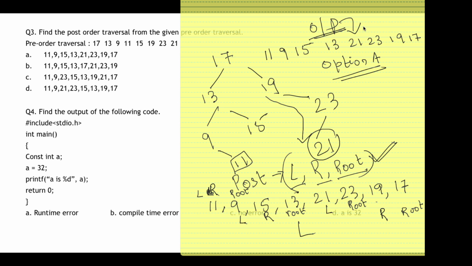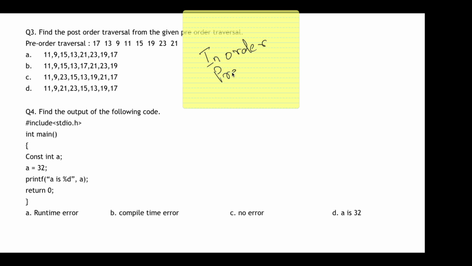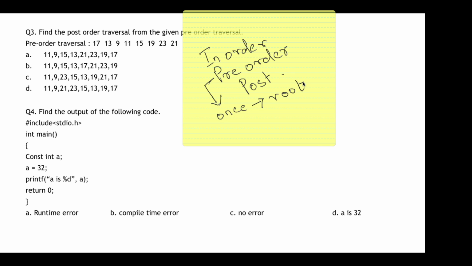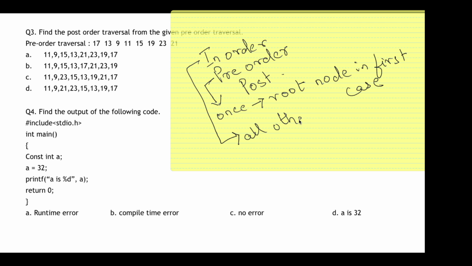I would say one more thing about this question. Always remember, if you are given in-order and pre-order, and you need to find the post order, then in that case the pre-order is used only once, to find the root node in the first case. All the other times we will be using in-order, to find the remaining set of the tree.